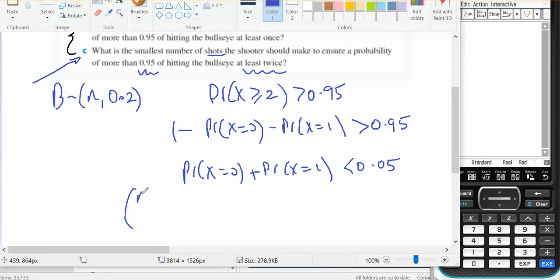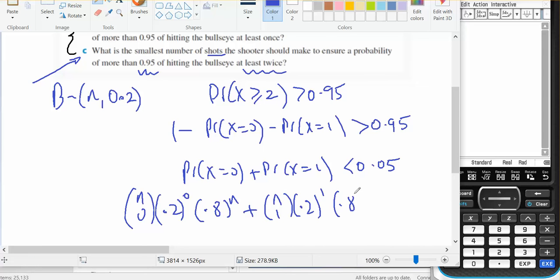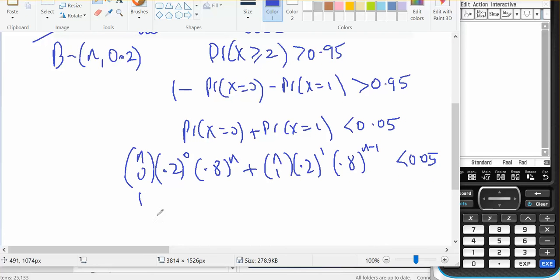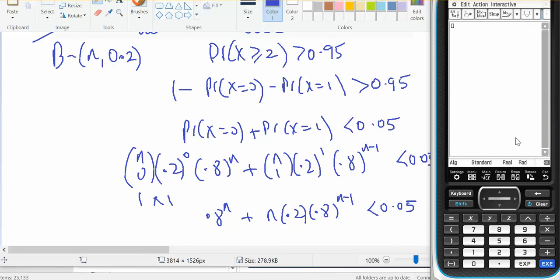So I've got n choose 0, 0.2 to the 0, 0.8 to the n, plus n choose 1, 0.2 to the 1, 0.8 to the n minus 1, is less than 0.05. And I know that this is equal to 1 times 1, so 0.8 to the n, plus this is n times 0.2 times 0.8 to the n minus 1, is less than 0.05. And I can throw that on the calculator.